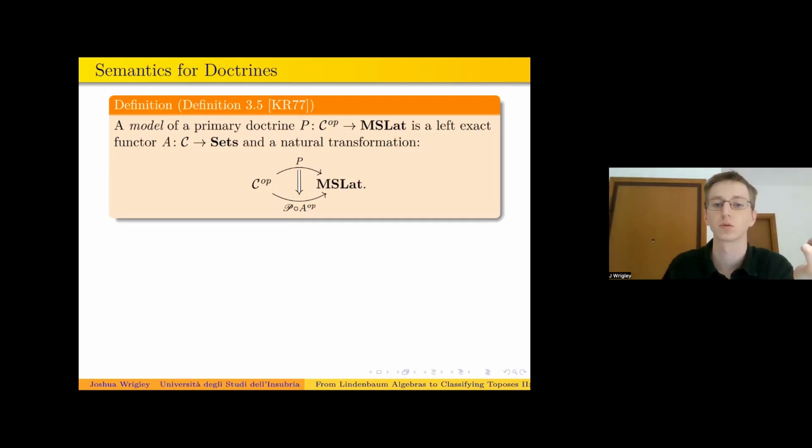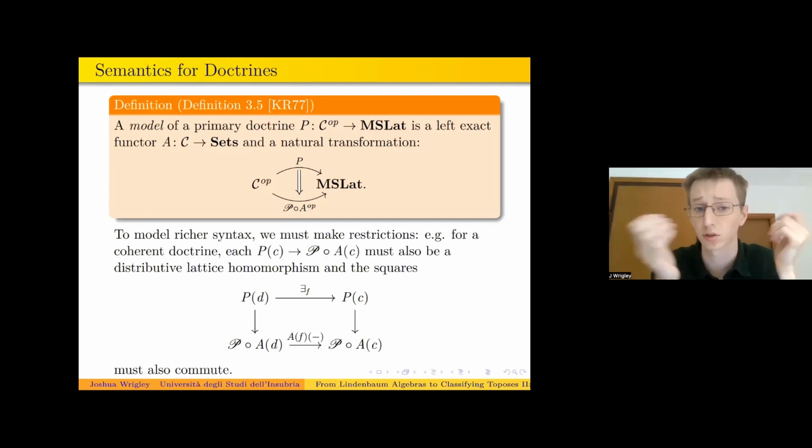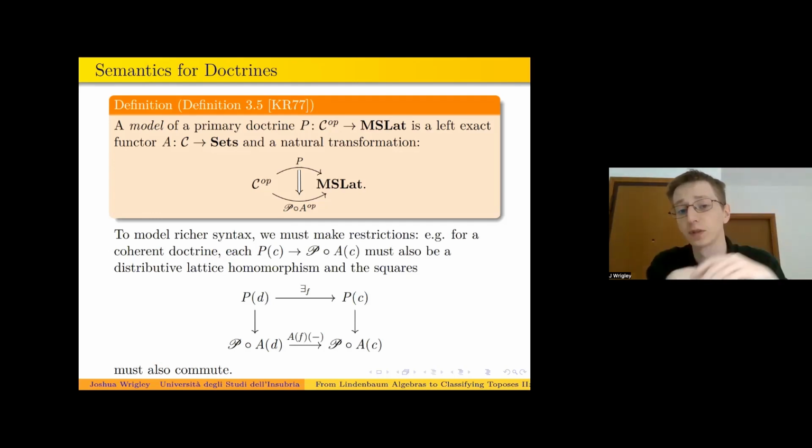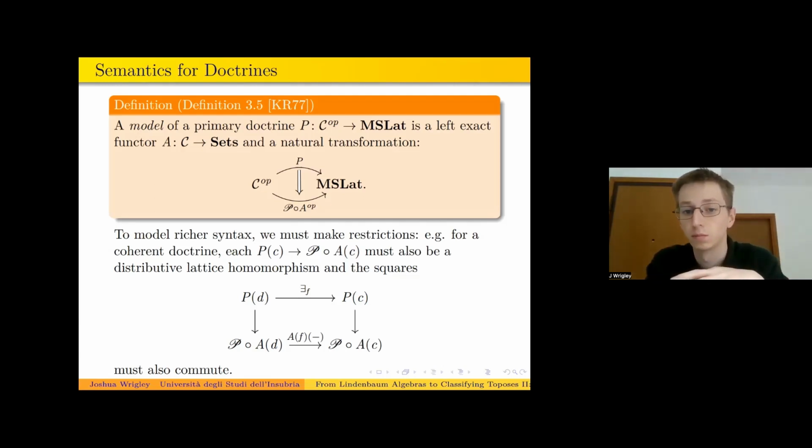But if we wanted to talk about richer syntaxes like we saw on the last slide, we start to have to make restrictions on what type of models we consider. So, for example, if we wanted to do coherent doctrines, we'd require each of the components in our natural transformation to be a distributive lattice homomorphism, and we're also going to require the squares of the existential quantification to commute. So we just have to make restrictions so that all of the added structure that we care about is also preserved.